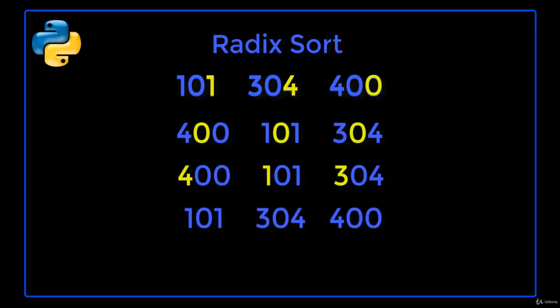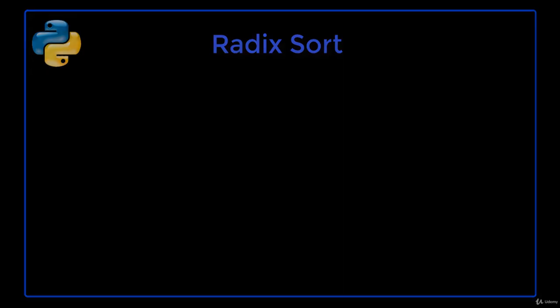101 is moved to the front of the list, since 1 is the least of the 3 numbers being examined. Then comes 304, since 3 is the next smallest digit. Finally, 400 is positioned at the end of the list, since 4 is the largest of the digits being examined. Now the radix sort has completed, and the list is in order.